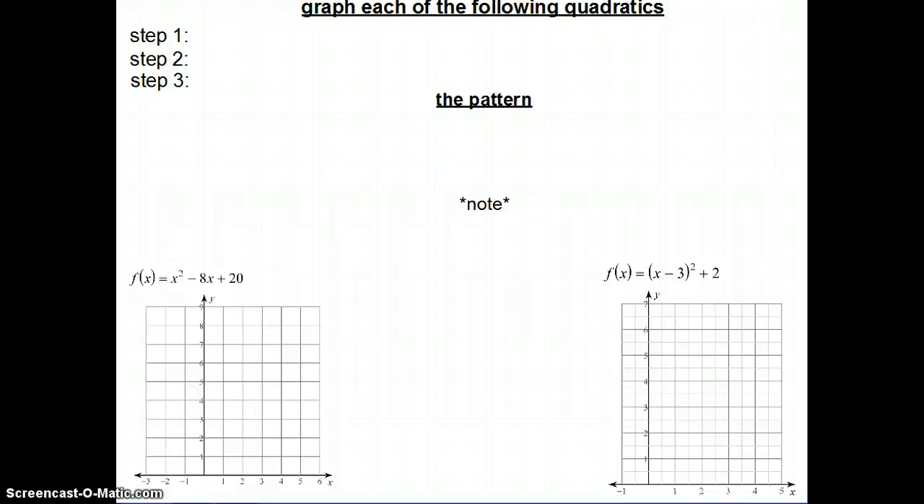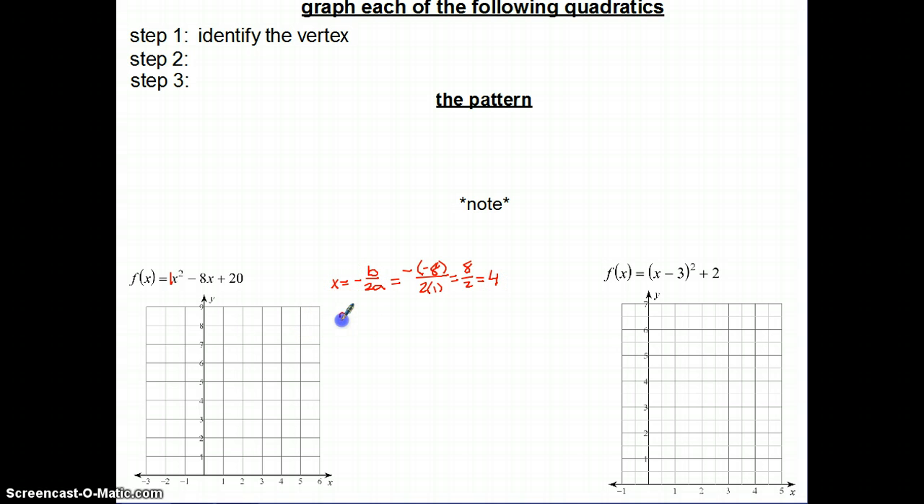Here on our next slide, we're going to follow these 3 steps to graph each of the following quadratics. Step 1, you have to find your vertex. Looking at this first example, I'm going to find my vertex by letting x equal negative b over 2 times a. Since it's in standard form, I must use this method to find the vertex. My b is negative 8, so I have negative 8 over 2 times my a, but looking at this coefficient in front of x squared, it's just a 1, so I have 2 times 1. That gives me positive 8 over 2, which reduces to positive 4.